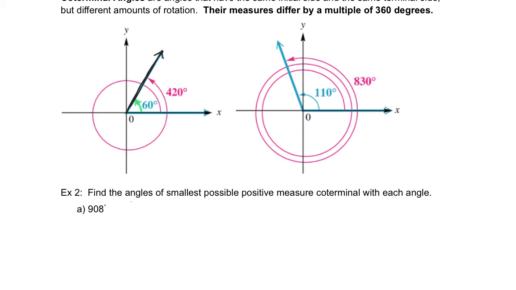Well, first of all, let's just see where 908 degrees is. So I go around once, that's 360. I go around a second time, that's another 360. So that would be 720. Okay, but I haven't gotten to my angle yet. So if I take 908 and subtract 2 full rotations, which is 720, I get 188 degrees. Okay, so I need to go an additional 188.